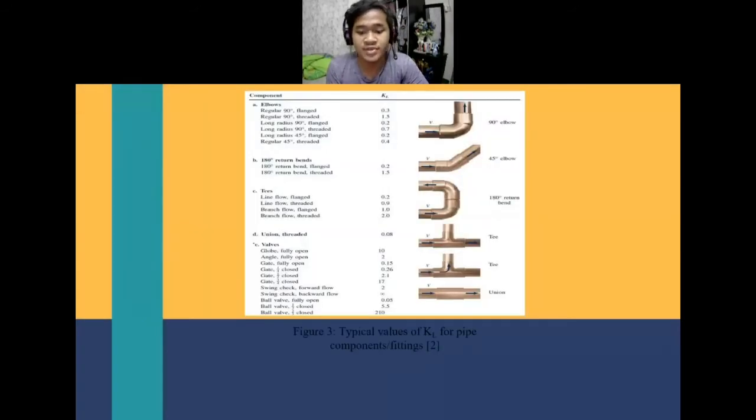So basically in figure 3, there are 4 types of component for the KL value. The first one is elbow. The second one is 180 degree bend. The third one is T. And the last one is the valve.